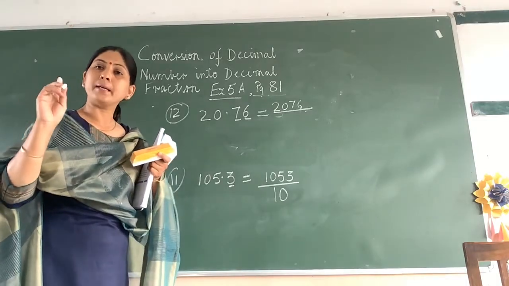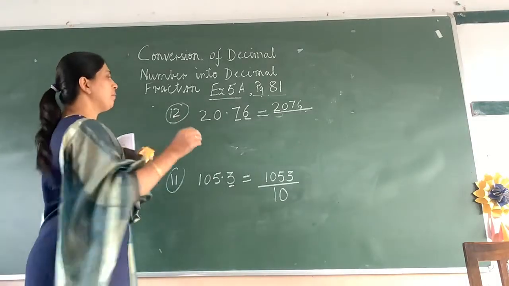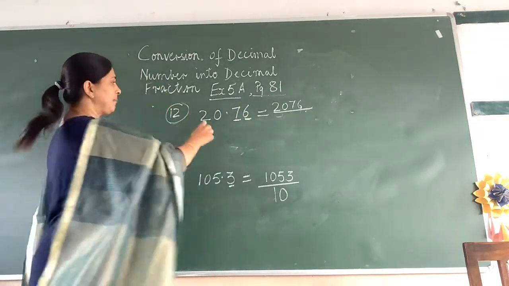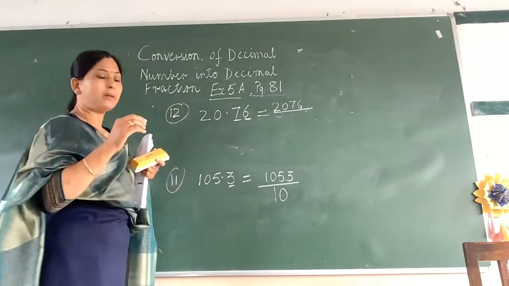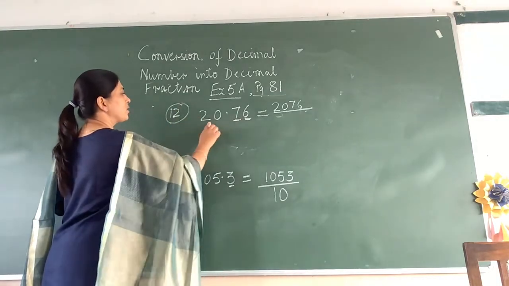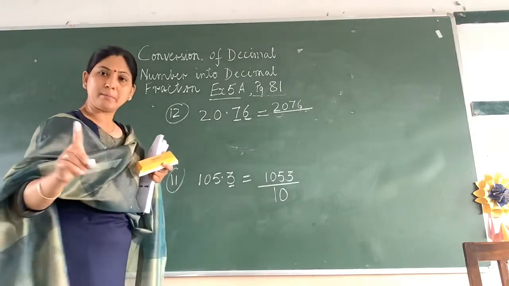It means how many digits are there after the decimal point? There are 2 digits after the decimal point. That means 20.76 has 2 decimal places.